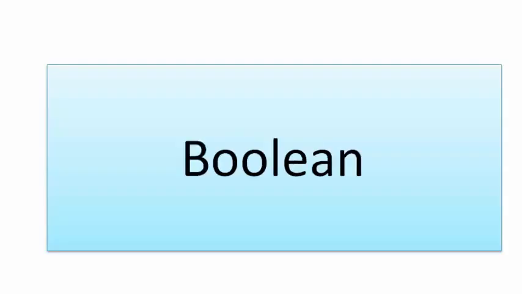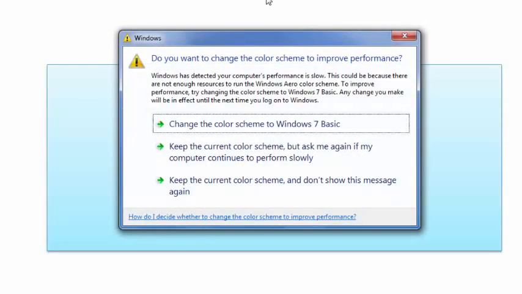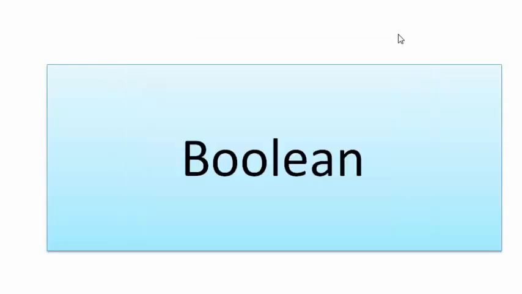After that we will discuss boolean. In PHP, boolean is a special data type which may be true or false. And we will use this for conditional tests. I will show you this also.